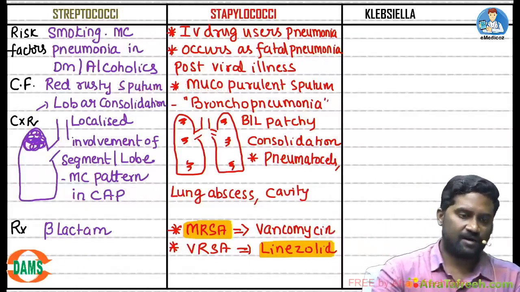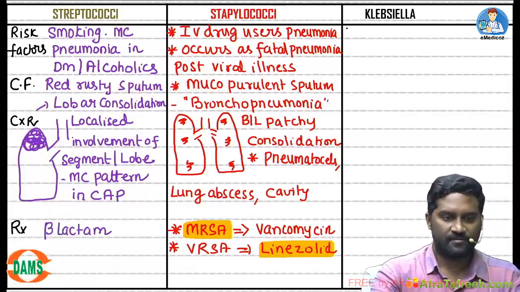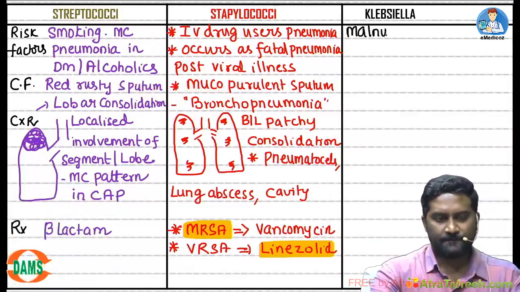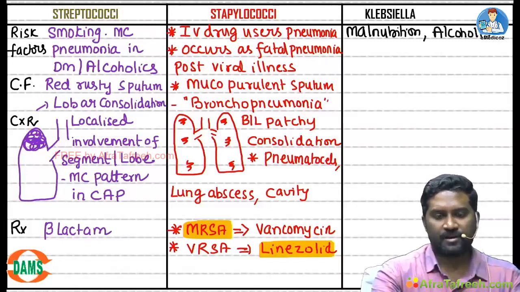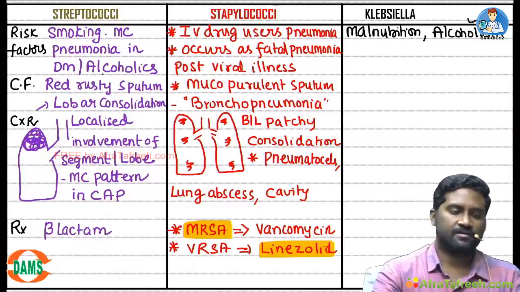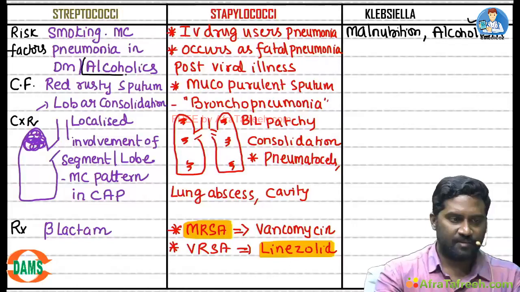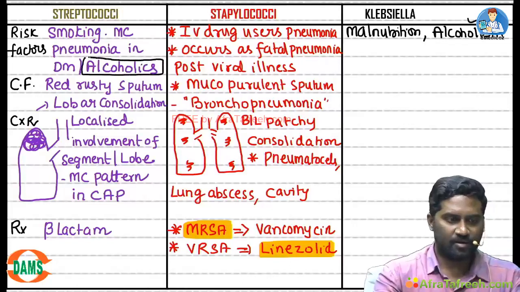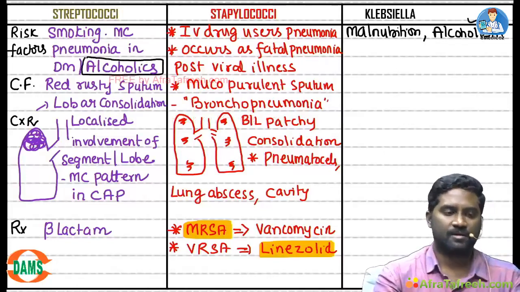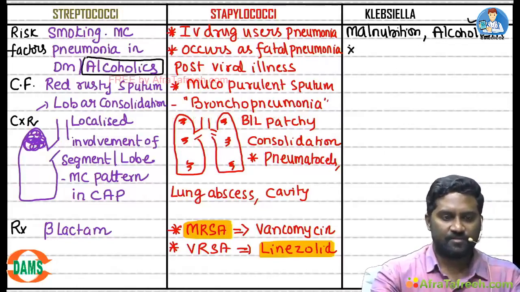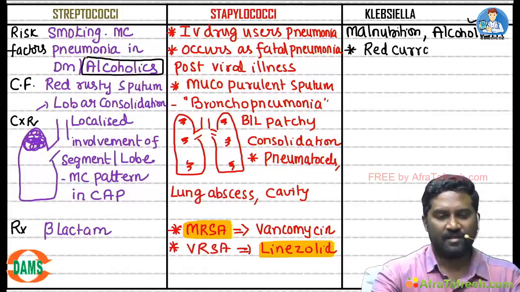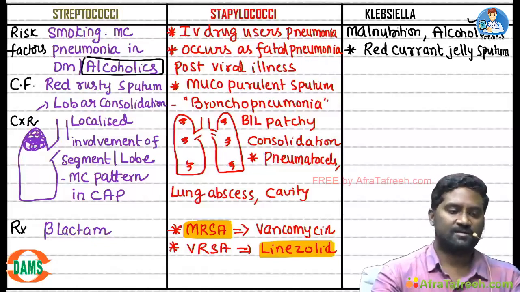Coming to Klebsiella pneumonia, the risk factors: malnutrition, alcoholism. Even though alcoholism is a risk factor for Klebsiella, by number, the most common pneumonia in alcoholics is still streptococcal pneumonia. Coming to the classical sputum. In Klebsiella, the sputum will be red and gelatinous. This is called red currant jelly sputum. The classical sputum in Klebsiella is the red currant jelly sputum.